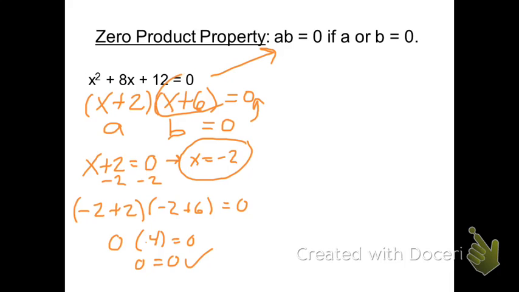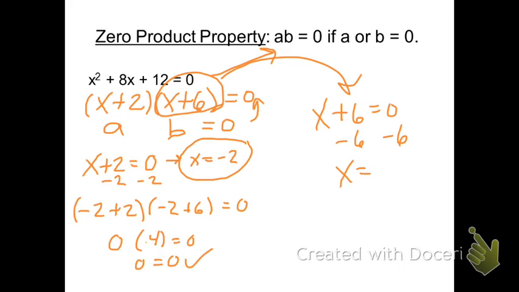Now, we take the other factor, x plus 6, set that equal to 0, and solve. So subtract 6 on both sides, and you get x is -6. And that is our final answer. Well, our final two answers would be x equals -2 and x equals -6.